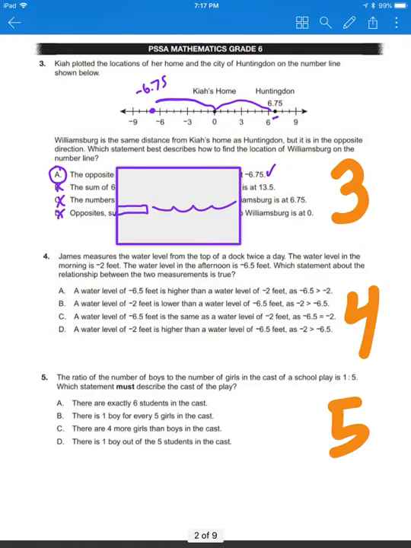And I'll draw a picture of James standing on the dock, just so I know it's a dock, because my dock doesn't look like a dock. All right, so James measures from the water level from the top of the dock each day. The water level in the morning is at -2 feet.